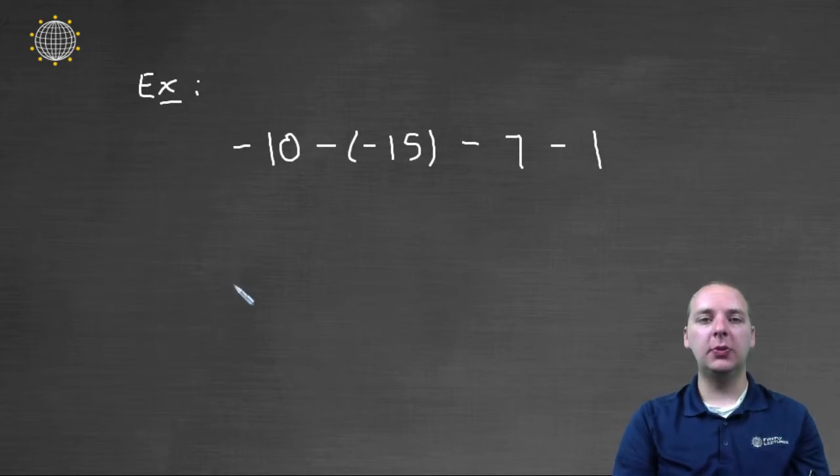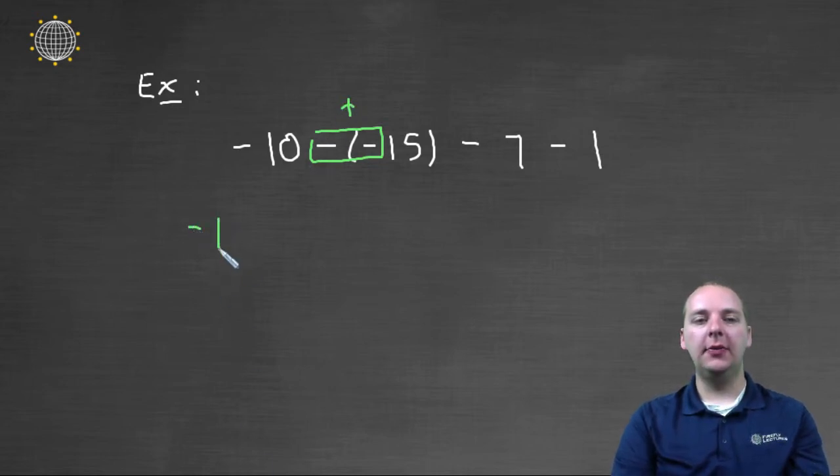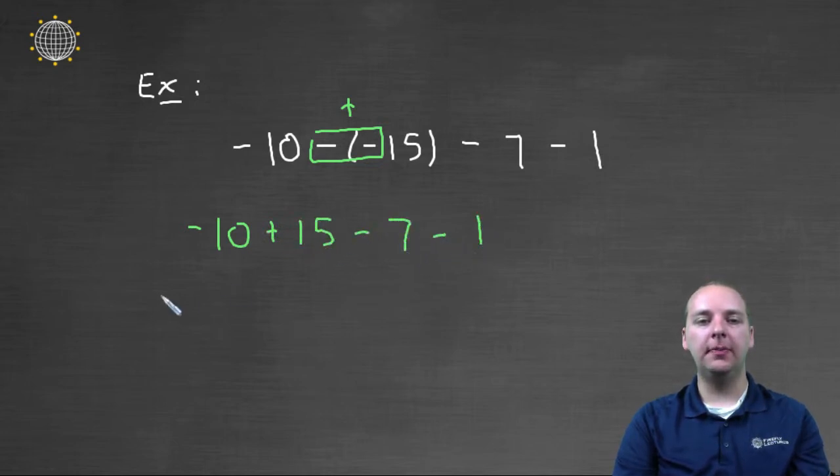All right, here's our last one. This is probably our ugliest one. We have a lot of negatives going on here. The first thing that catches my eye is this minus the negative, which we can write as a plus. So we'll have negative 10 plus 15 minus 7 minus 1.